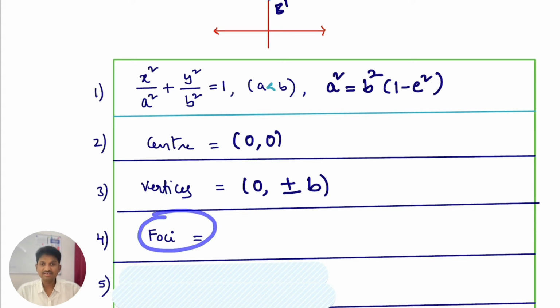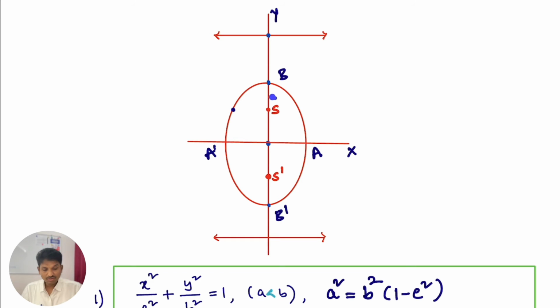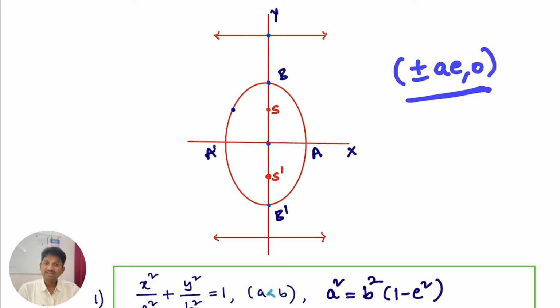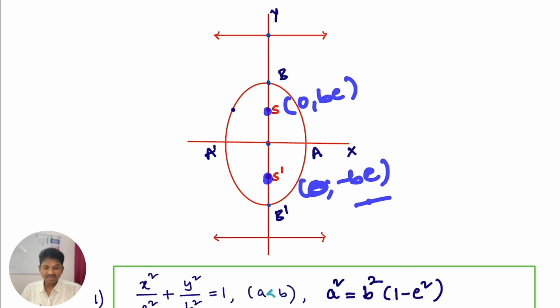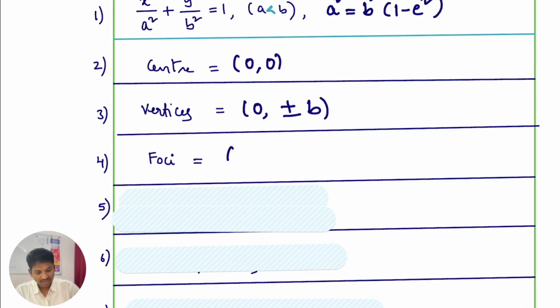Next one is focus. You observe this ellipse. For this is one focus, this is another focus. This foci is on y-axis. See, in standard form of ellipse, what is focus? That is plus or minus AE, 0. In this second form, in place of A, B will come in all the formulas that you will understand at the end of this video, right? What is foci? This is on y-axis. This is 0, BE. This is also on y-axis, but below the origin, this is 0, minus BE. So what is foci? Foci is 0, plus or minus BE.